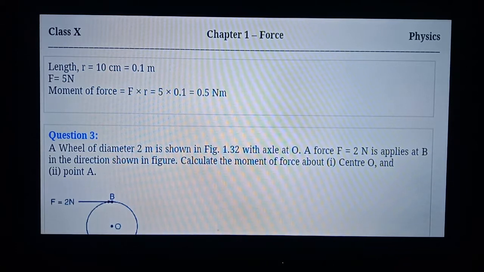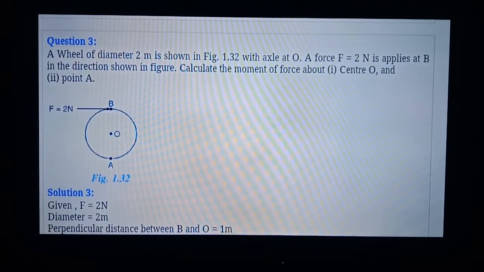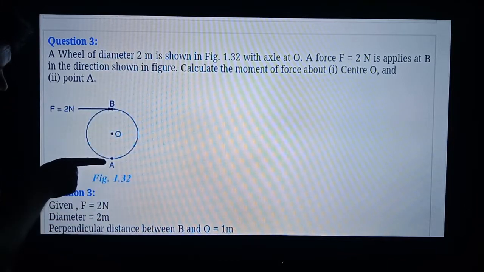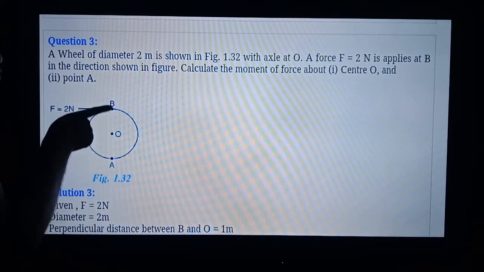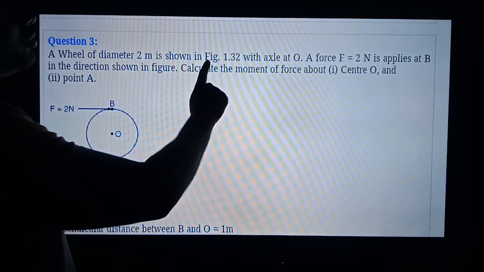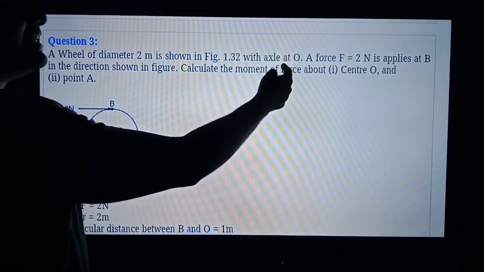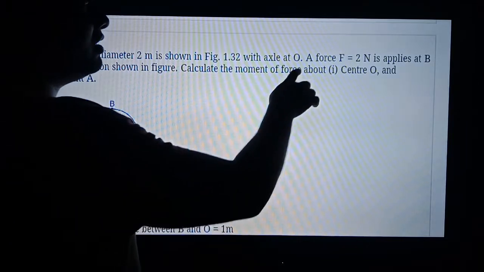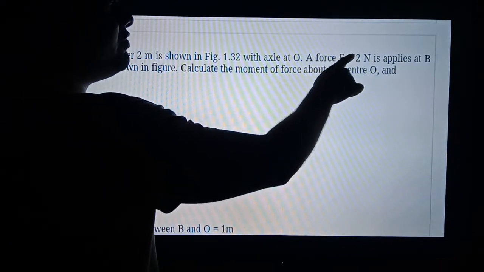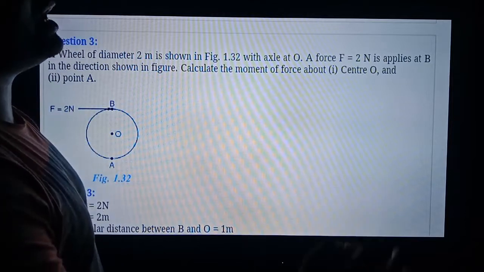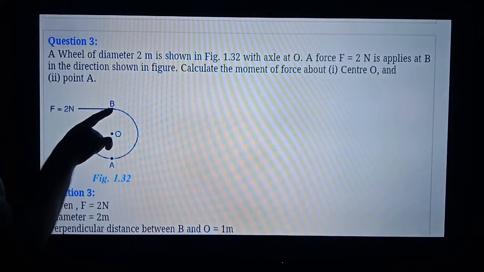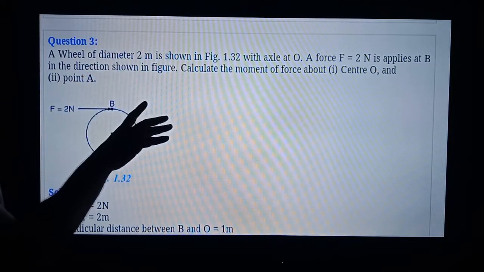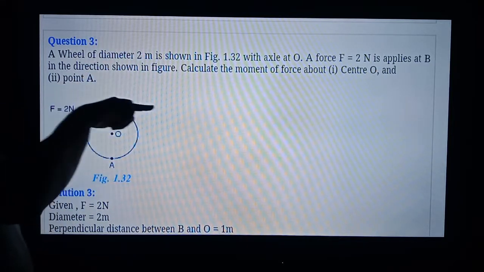Now the third numerical. A wheel of diameter 2 meter. So the diameter of this wheel is A to B, that is 2 meter, is shown in this figure with the axle at O. O is the axis of rotation, you may say. If a force F equal to 2 Newton is applied at B, on B we are going to apply a force of 2 Newton, in the direction shown in the figure. The direction of the force is this.